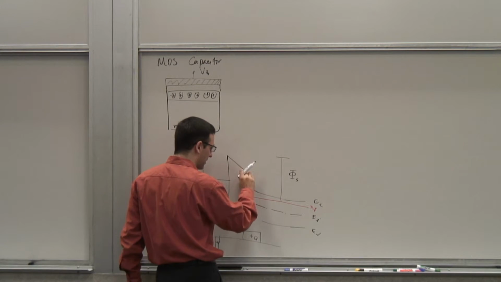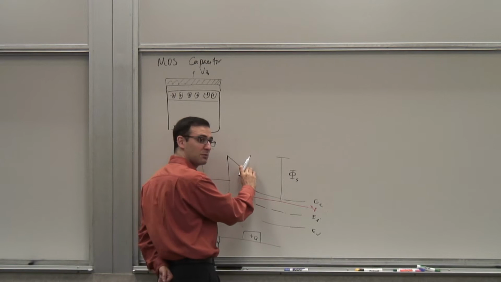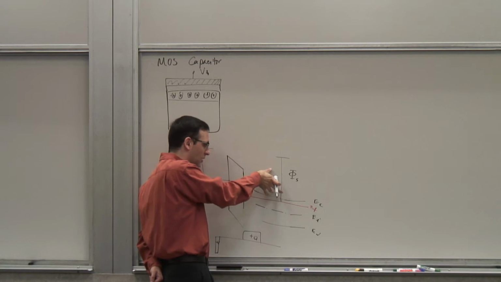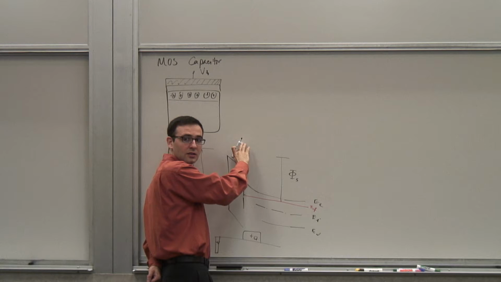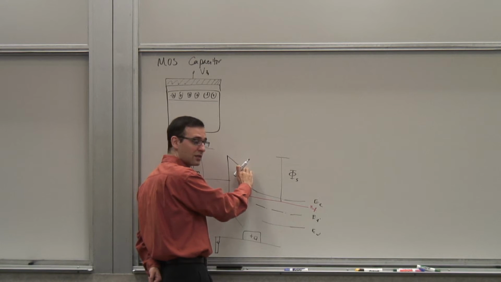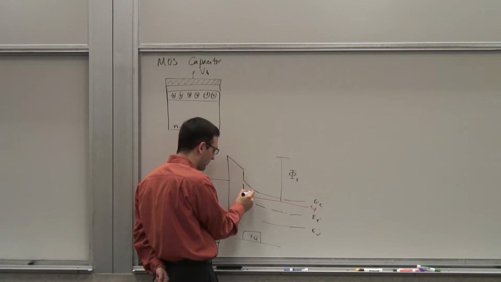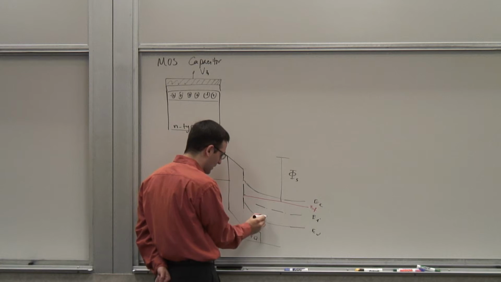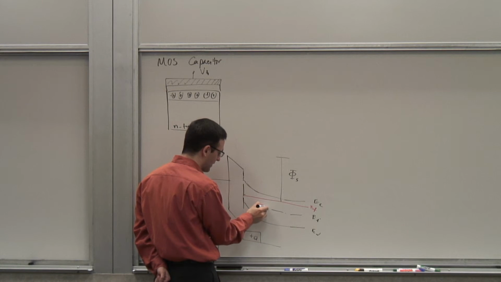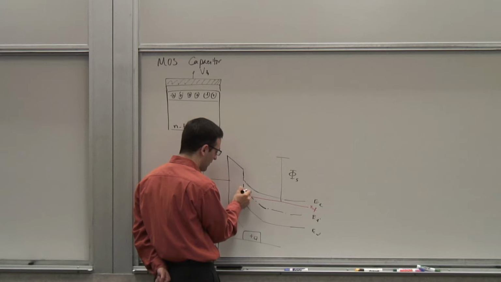Because this has to remain constant, right? This difference is the difference between the electron affinity of the semiconductor and the electron affinity of the oxide. So this height has to remain constant. So when you push this up, this has to be pulled up. This is pinned here. So this is what happens, and EI is also bent up.